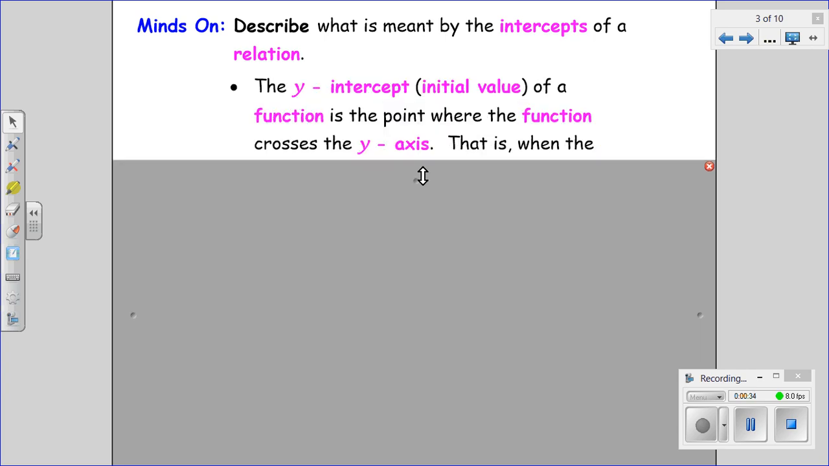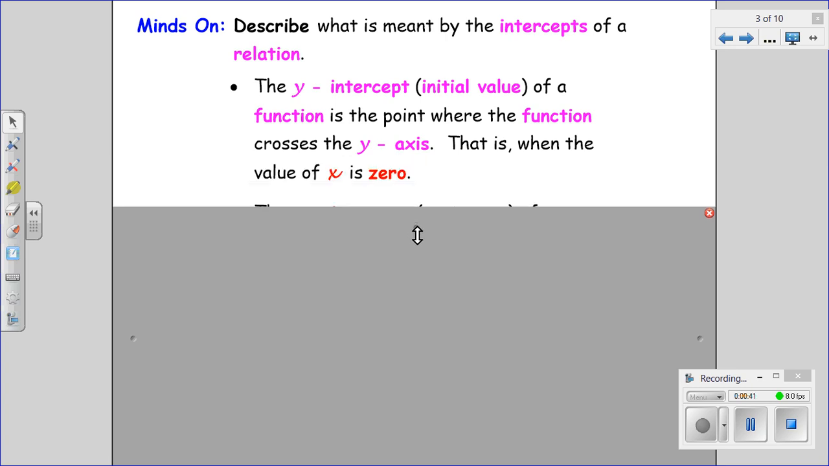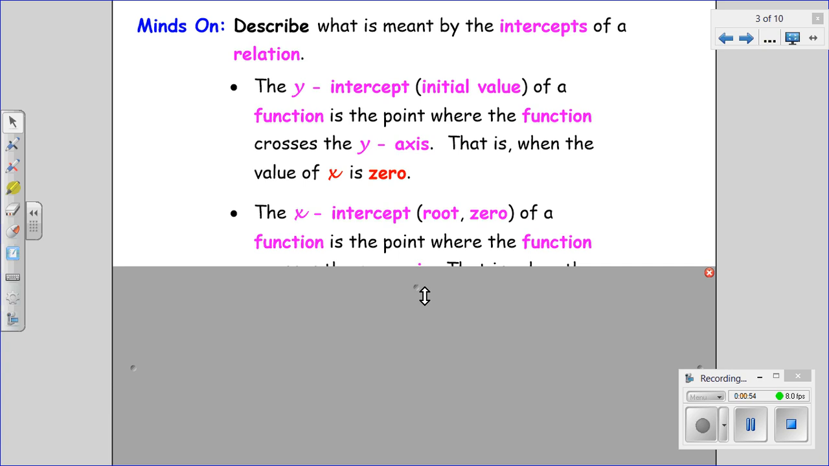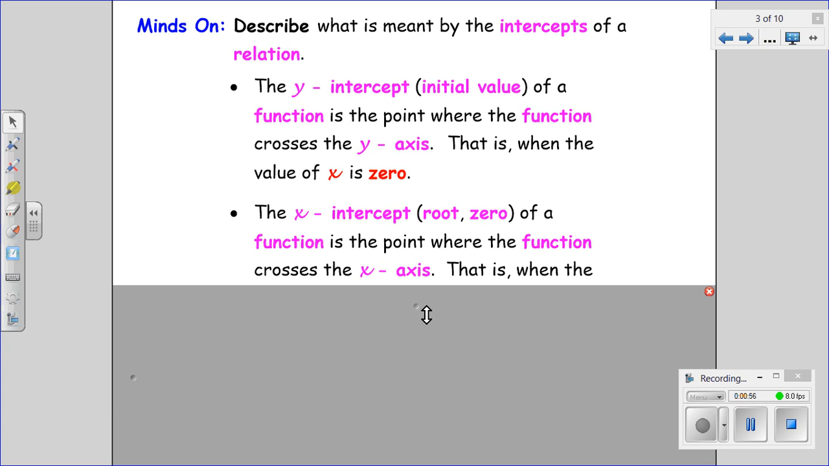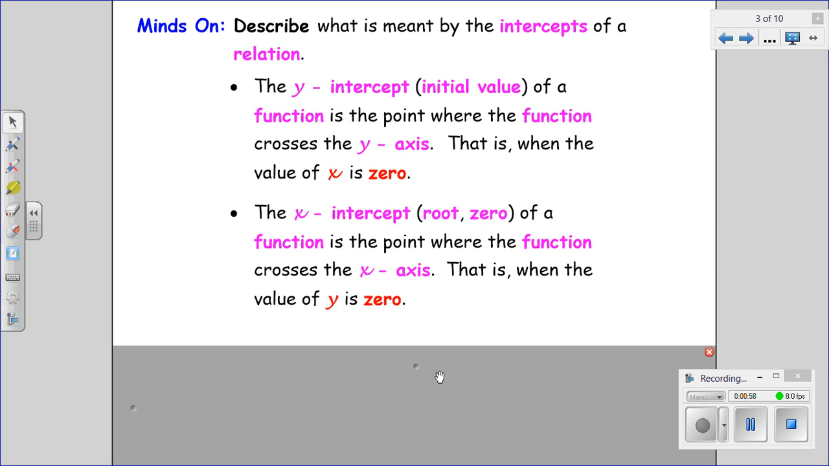The y-intercept of a function is the initial value, and it's the point where the function crosses the y-axis. That is, when the value of x is 0. And that applies to any function or relation regardless of whether it's quadratic, linear, whatever. The y-intercept is always the point where it crosses the y-axis. Similarly, the x-intercept, also known as a root or zero, is the point where the function crosses the x-axis, that is when the value of y is 0.